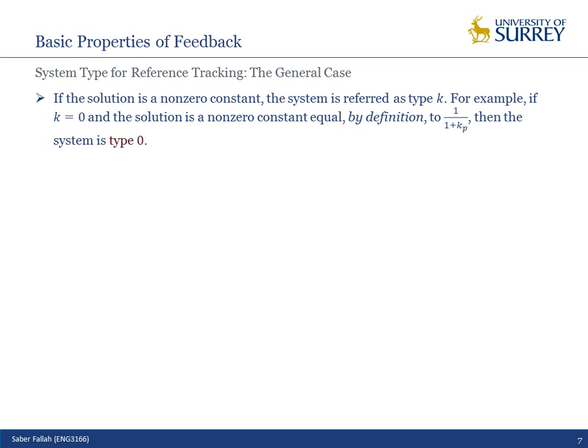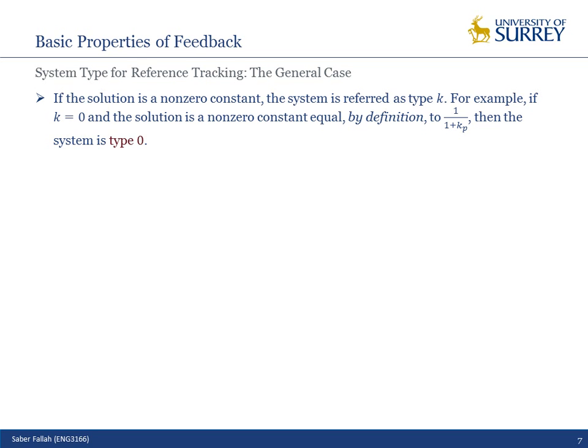As I said already, if k is 0, we have a type 0 system. If k is 1, we have type 1. If k is 0, by definition, the steady state error will be 1 over 1 plus Kp. What was the name of this steady state error? It was the position constant error. Again, if you look at your previous lecture note, last week I defined the position constant error.